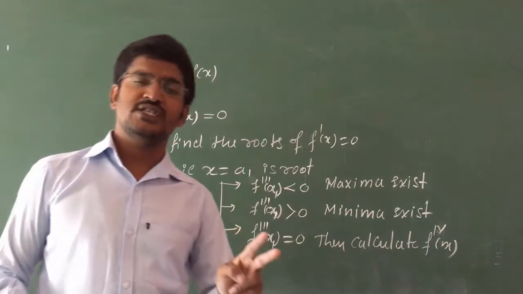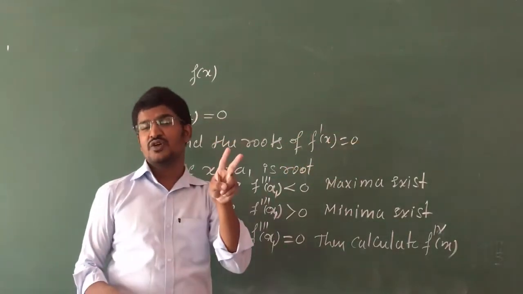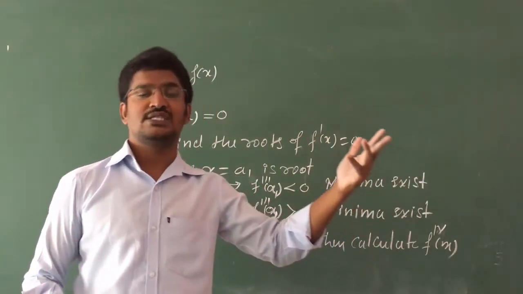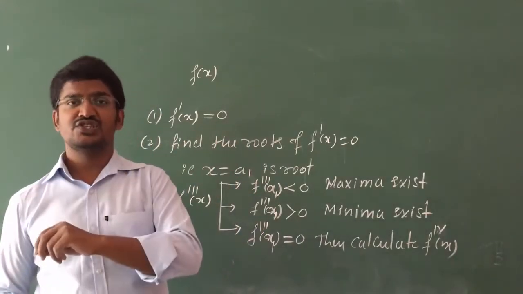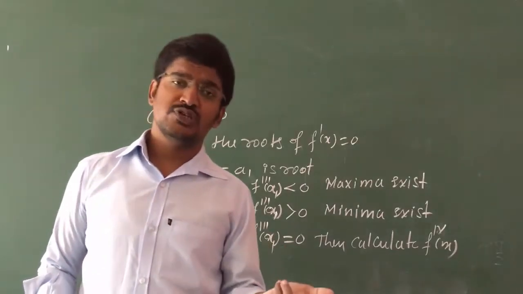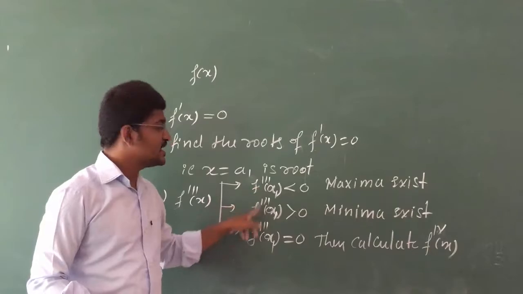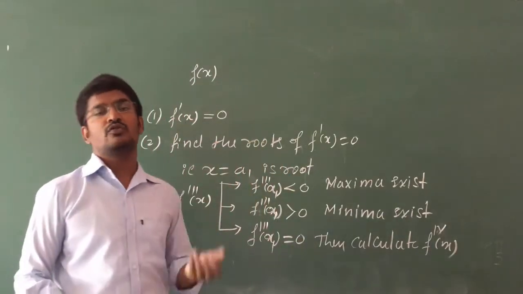First f dash of x equate to 0, find the roots. If f double dash of root is equal to 0, then go for f triple dash of x. If f triple dash of a1 is also 0, then you go for f fourth derivative. Clear? Suppose f double dash of x is not equal to 0, in this one of the thing you are going to get, according to that you have to answer.